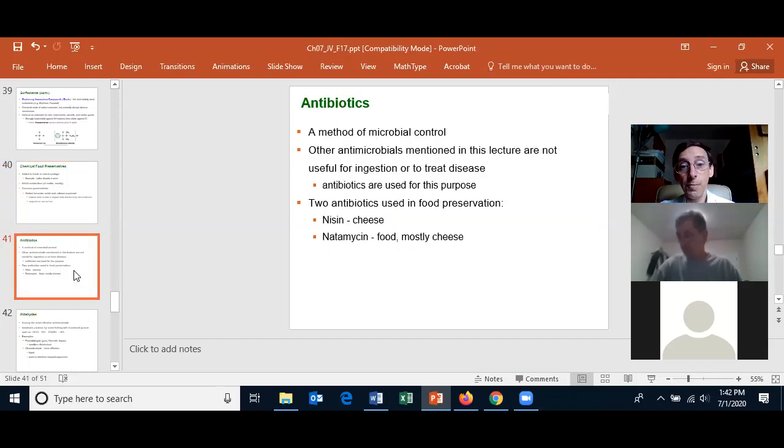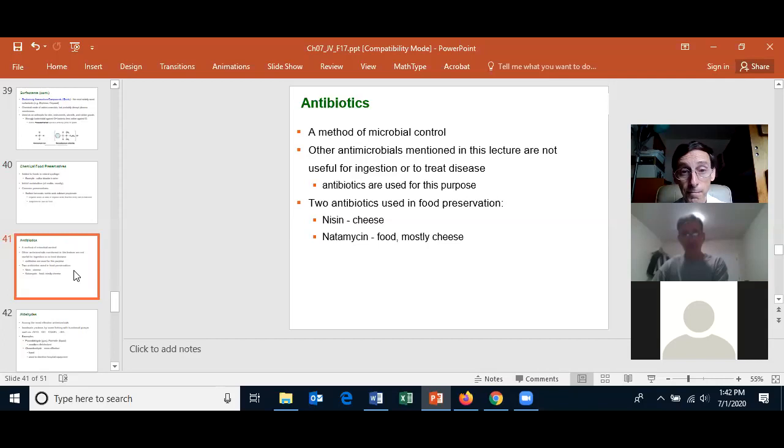Antibiotics. They're a method of microbial control. Other antimicrobials mentioned in this lecture are not used for ingestion or to treat disease, but antibiotics are used for this purpose. Some antibiotics are actually added to food as a food preservative, like nisin in cheese.